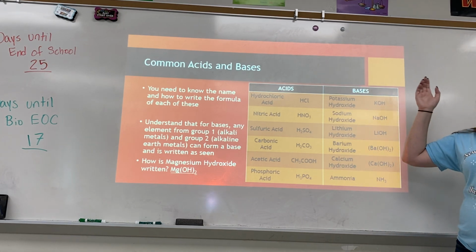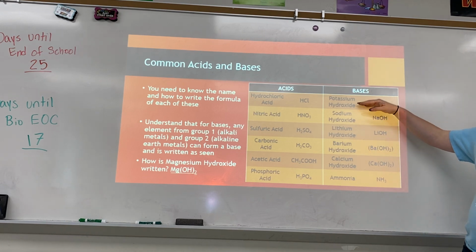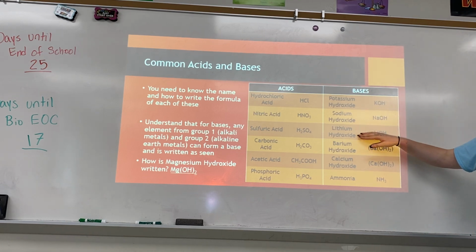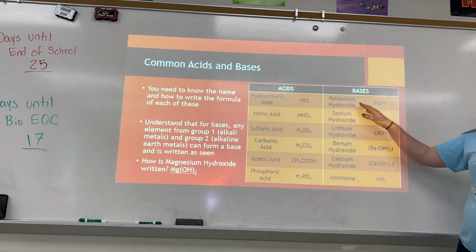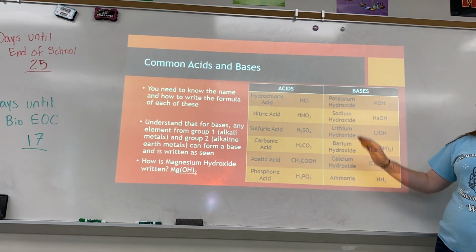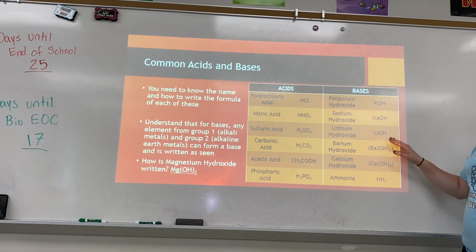And then we get rid of our signs, and we get rid of our number 1s. So if you have a column 1 metal attached to a hydroxide ion, then it is just the metal element and then OH. So potassium hydroxide is KOH, sodium hydroxide is NaOH, lithium hydroxide is LiOH.